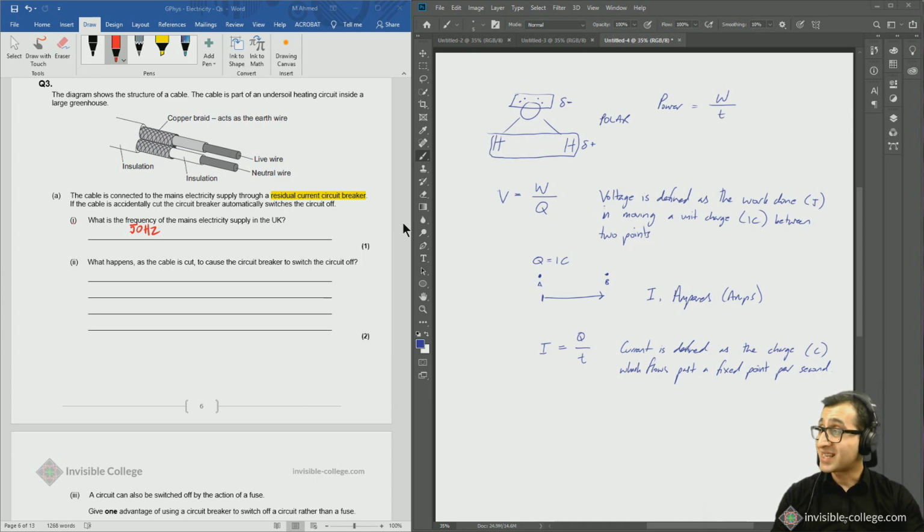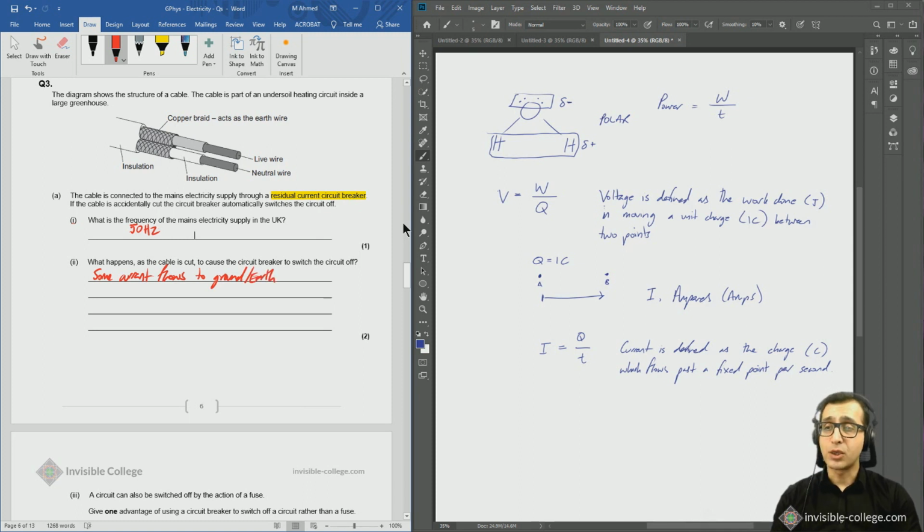So what happens as the cable is cut to cause the circuit breaker to switch off the supply? There's 2 marks, so you can assume that first of all you should take no more than 2 minutes answering this question. Usually it's about 1 minute per mark. And the second thing that you should assume is that you should be making 2 logical points. So one of these is that, first of all, some of the current flows down to the earth. Now you can also use the term ground. So some current flows to the ground or earth.